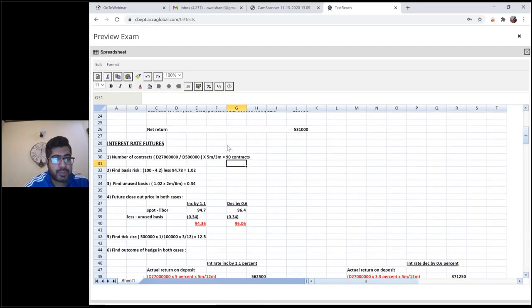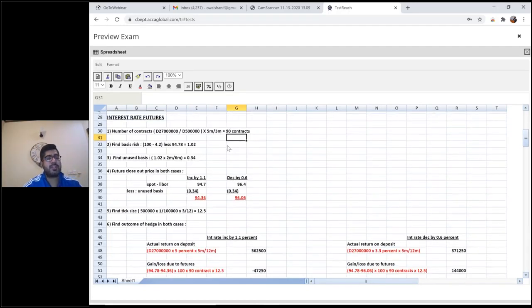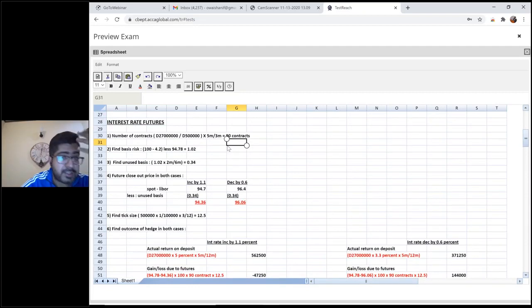When you went towards futures, there are 7 steps. Number of contracts is the amount over contract size, 500,000 into time period 5 months over 3, 90 contracts. Basis risk is the spot 100 minus LIBOR 4.2 less futures price. We were planning to deposit on 31st January, but we took the very next future, 30th March. So 94.78, 1.02. Unused basis: the basis risk 1.02 into extra months. From 31st January, you took a future of 31st March, 2 extra months, total months 1st October to 30th March, 6 months, 0.34.